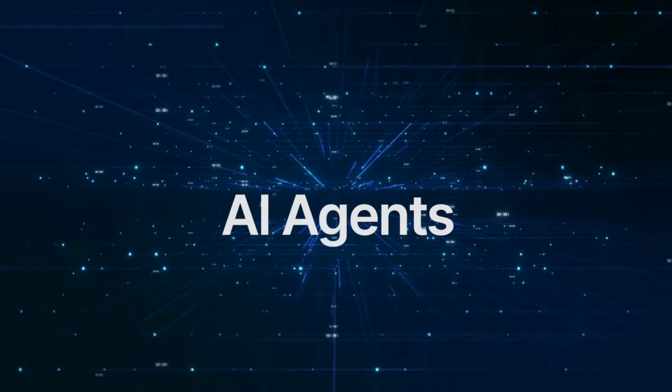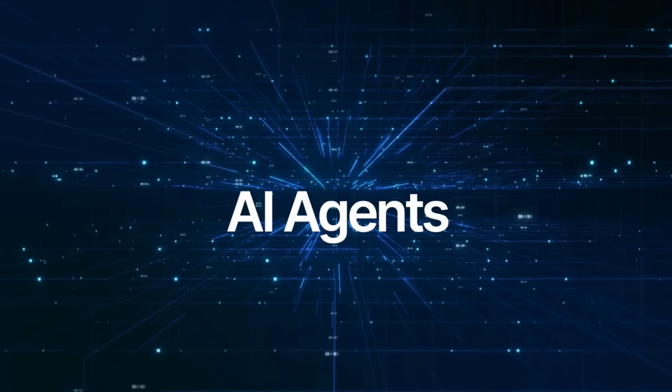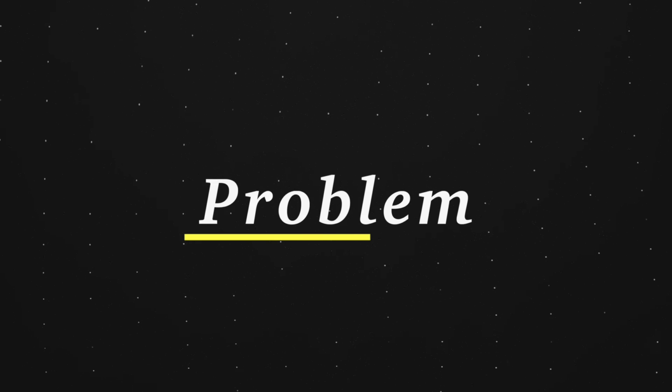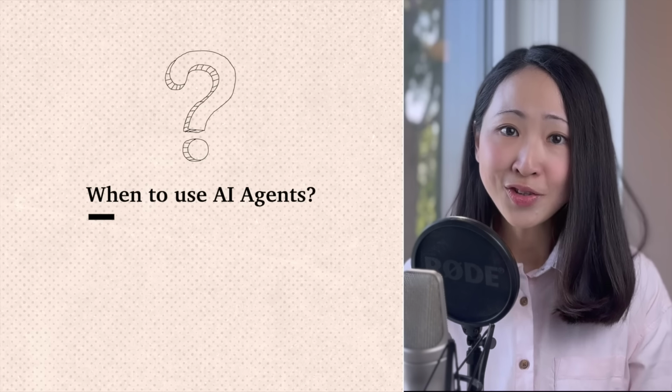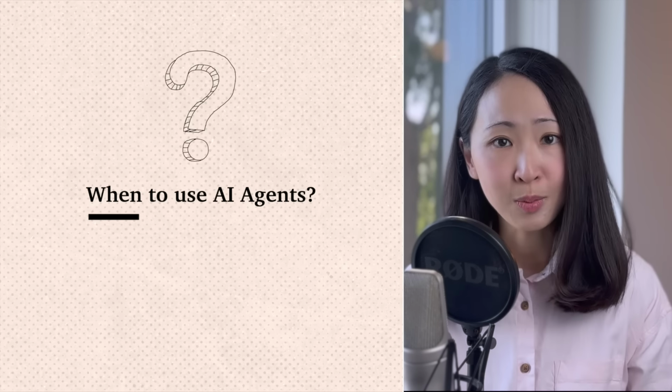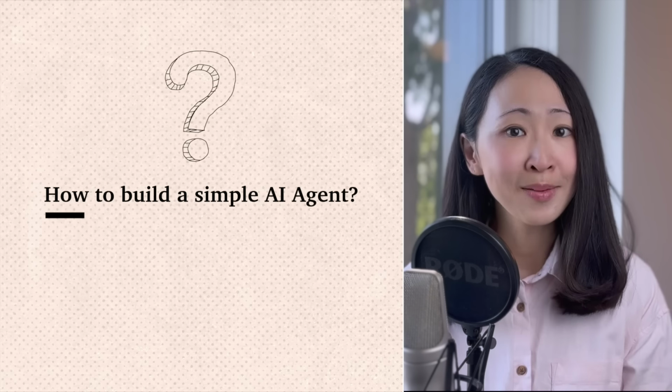The term AI agents is now everywhere, but most materials mainly focus on either what AI agents are or how to build them, without explaining when you should use them. So in this video, let's change the perspective and approach AI agents from the problem side, because in the real world, AI is to solve problems. And by the end, you'll know exactly what makes AI agents different, when you should use them versus other AI approaches, and how to build a simple AI agent yourself without getting overwhelmed.